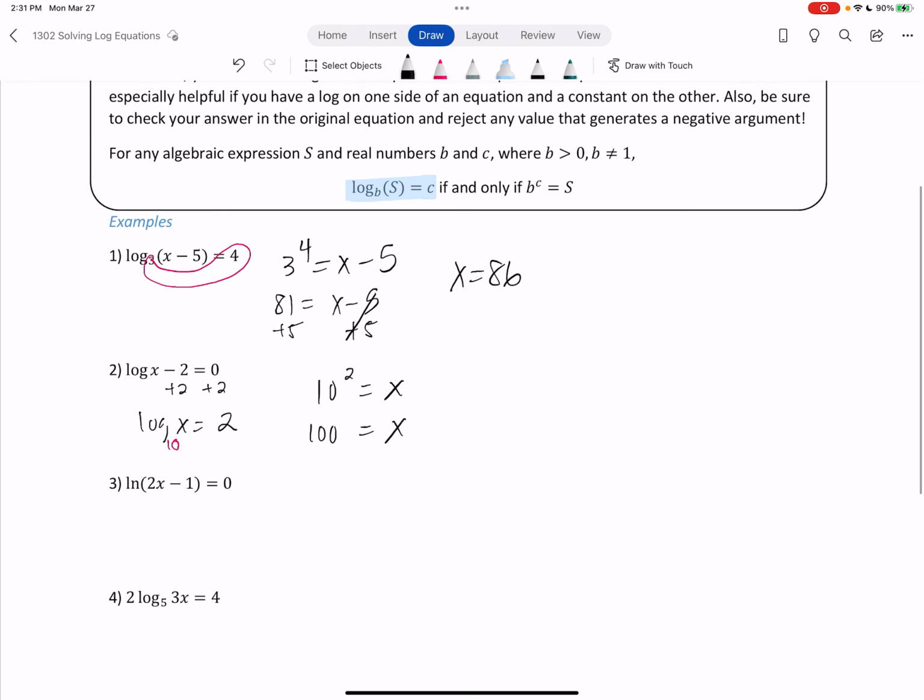Here's another one. We have a whole bunch of stuff inside the log. This is the natural logarithm. The natural logarithm is base e. So when I use the definition, I say e to the 0 is 2x minus 1. e to the 0 is 1. Add 1 to both sides. 2 is 2x. Divide by 2. And we get x equals 1.